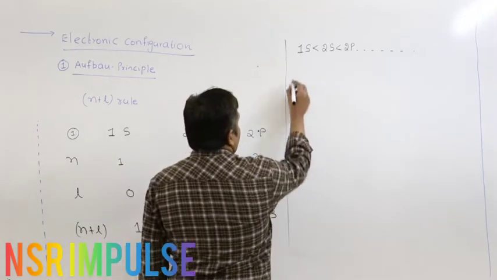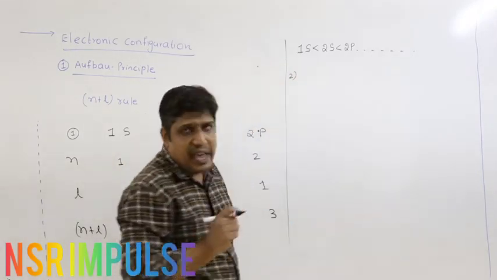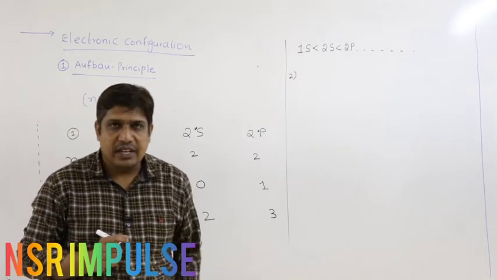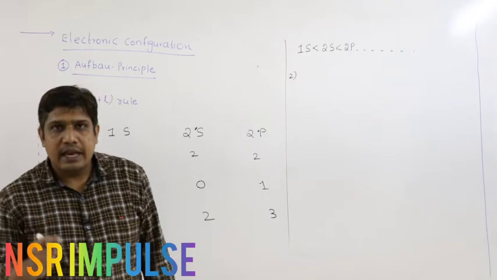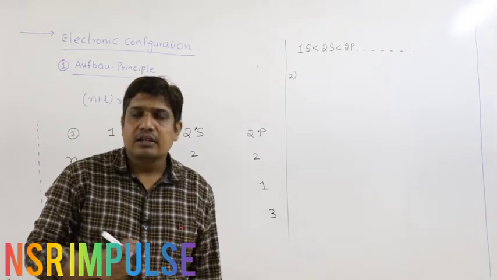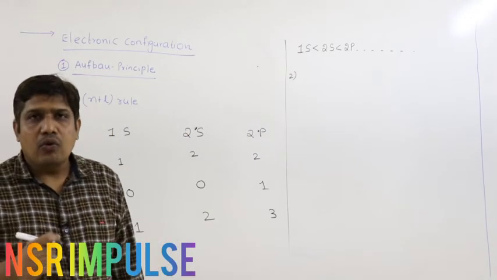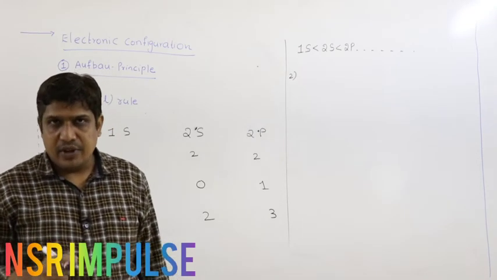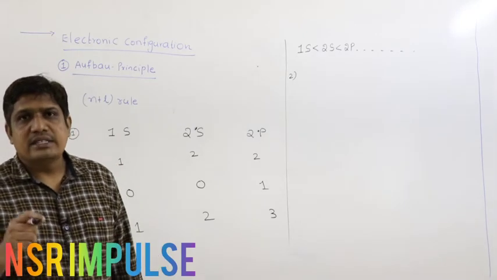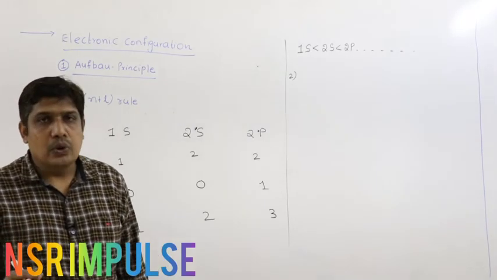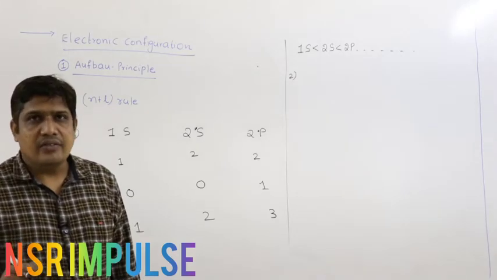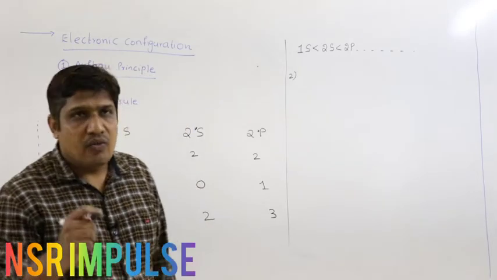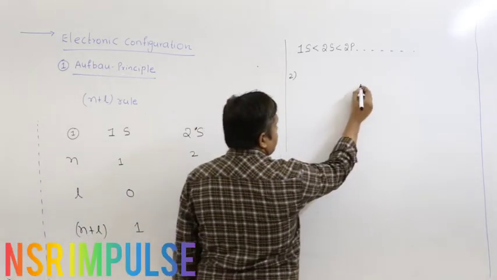Next point, if two orbitals have same n plus L value, then how to fill the orbitals? Once again, if two orbitals have same n plus L value, then the orbital having lower n value has lower energy and is filled first. Let us take one example.